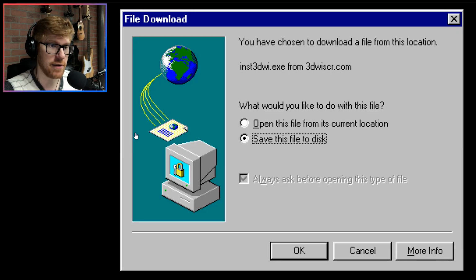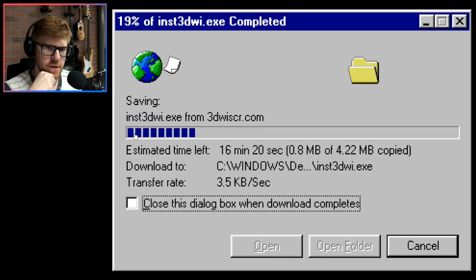Okay, so it looks like we've downloaded a file. You've chosen to download the file from this location, inst3dwi.exe from 3dwhisker.com. Save to disk, okay, yep, and then it's loading. Let's see, I don't know what to pay attention to.